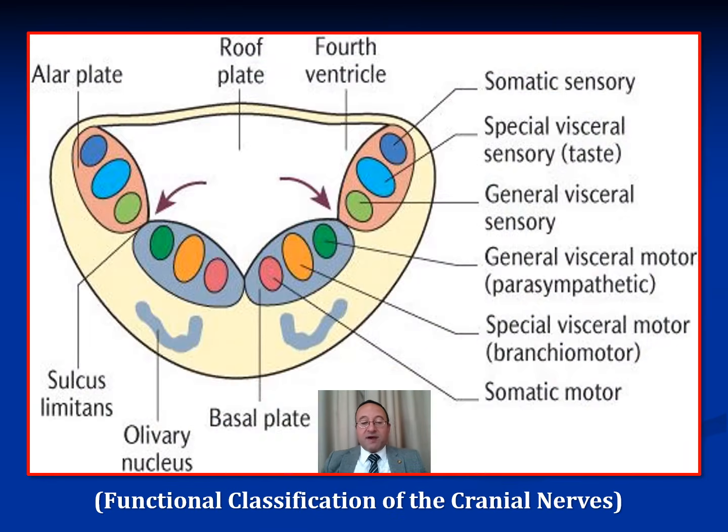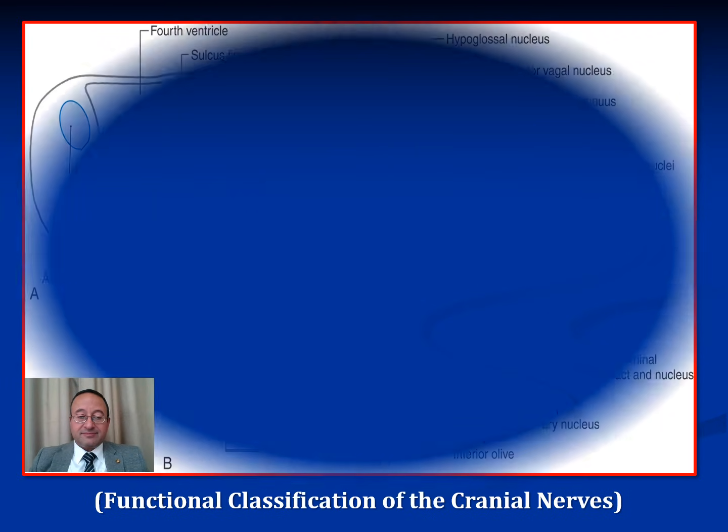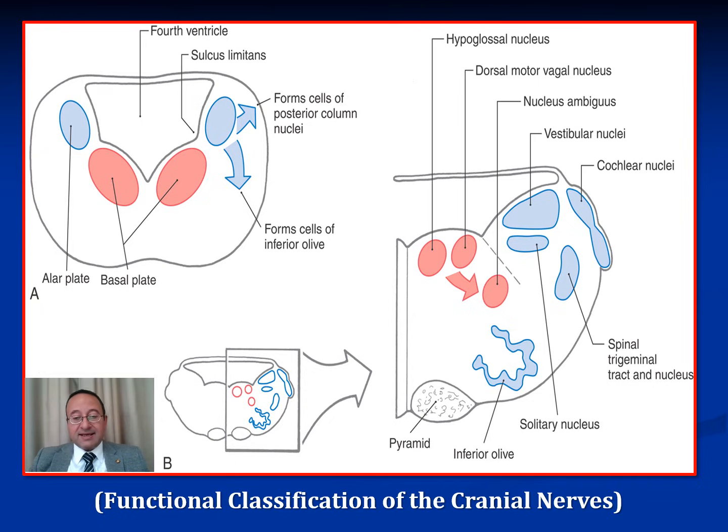These are the functional components of the cranial nerves present in the medulla. This is the region of the sulcus limitans. And this is the basal lamina with the resultant group of motor nuclei. And this is the dorsal lamina, which is formed of a group of sensory nuclei. Another diagram with the same idea.